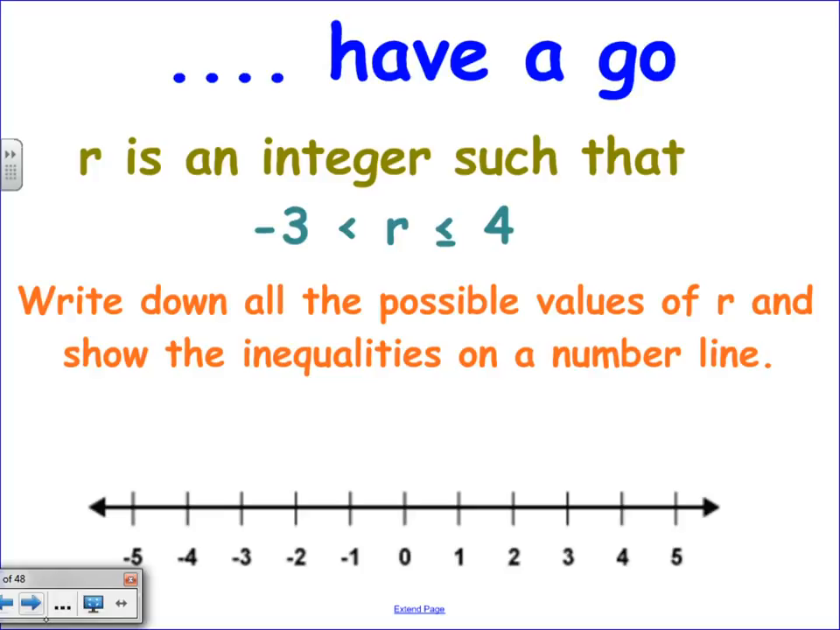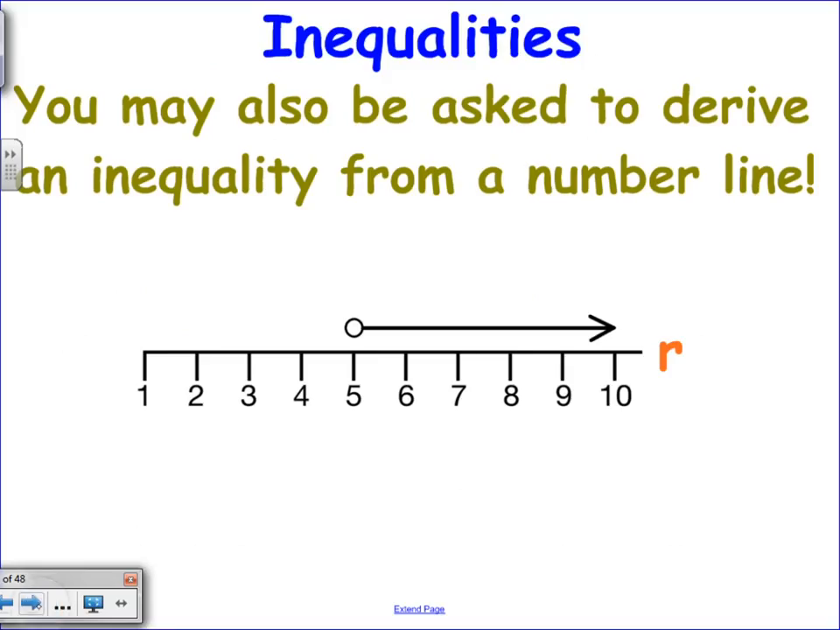So where am I going to put my circles? At -3, am I going to colour it in? And am I going to colour it in? Happy? And that's inequalities on number lines. Good, good, good.